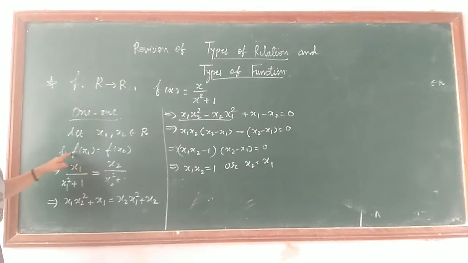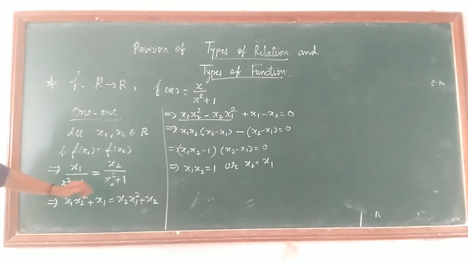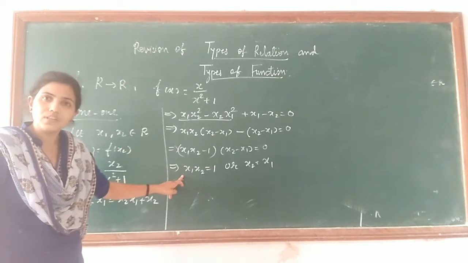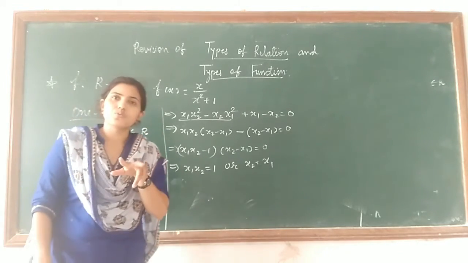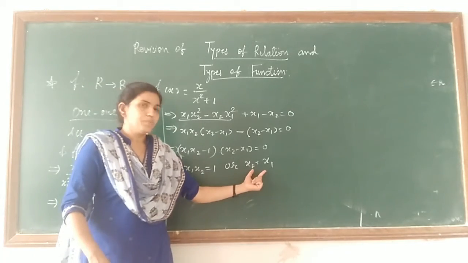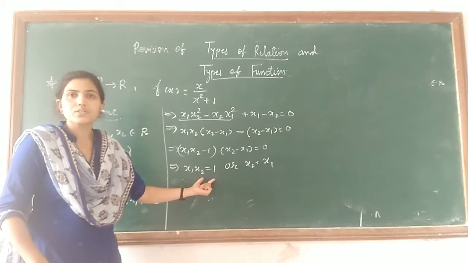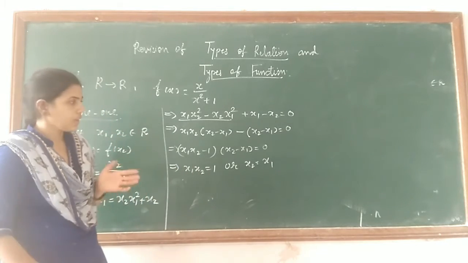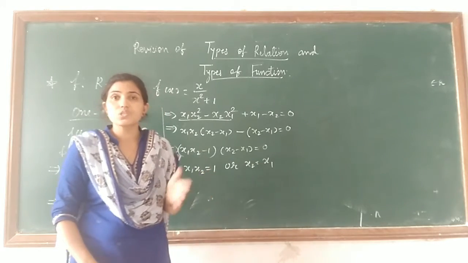Now just apply the definition of the function. There is x1 upon x1 square plus 1, and x2 upon x2 square plus 1. Cross multiply and then we find this. So this will give us that if f of x1 is equal to f of x2, then two possibilities are there. Maybe x2 is equal to x1, or x1 x2 is equal to 1. If we take x2 equal to x1, then the function is one-one.